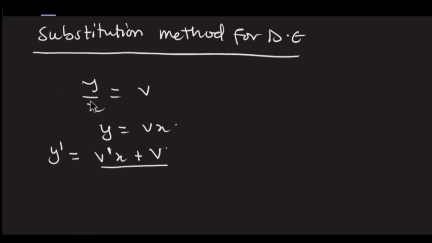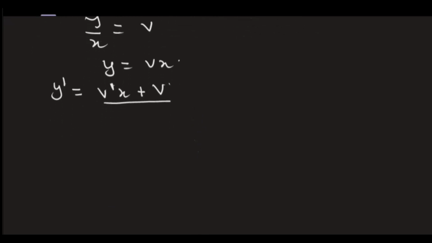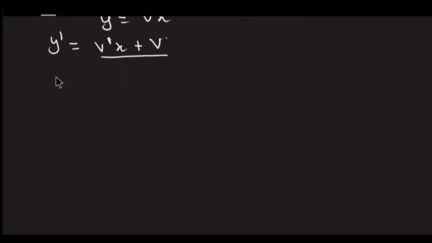So wherever I see y prime in my equation, I'll put this there. Wherever I see y over x, I'll put v there. Wherever I see y, I'll put vx. And after I have made all these substitutions, I can then solve my differential equation. Let's take some examples and see how to go about it.